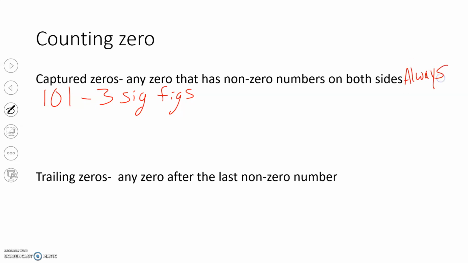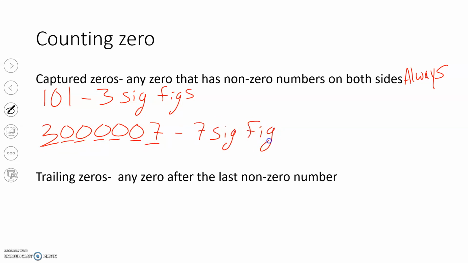Always. So if I had 3, 0, 7, so I have 1, 2, 3, 4, 5, 6, that has 7 sig figs with it, because all of these zeros right here are captured. So all of them are going to be considered significant. Doesn't matter how many zeros are in between 2 non-zero numbers. As long as there's non-zero numbers on either side of that stretch, everything in between is going to be significant.